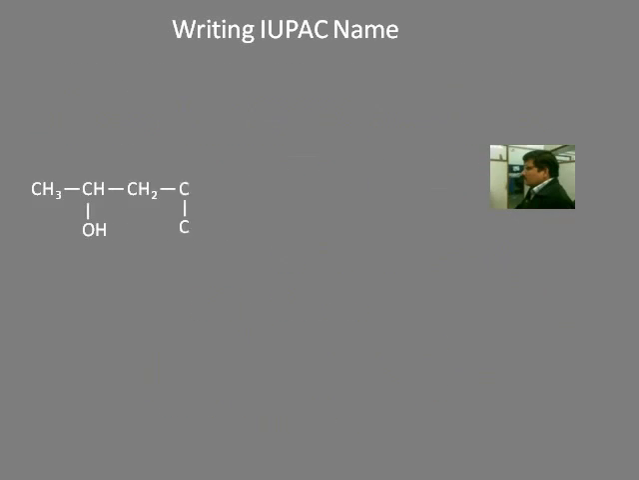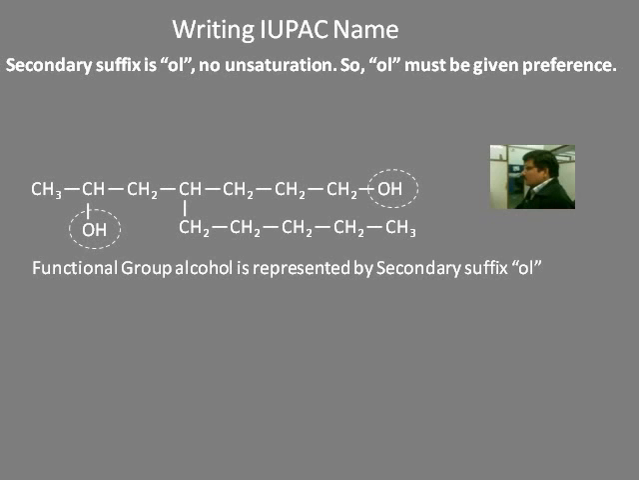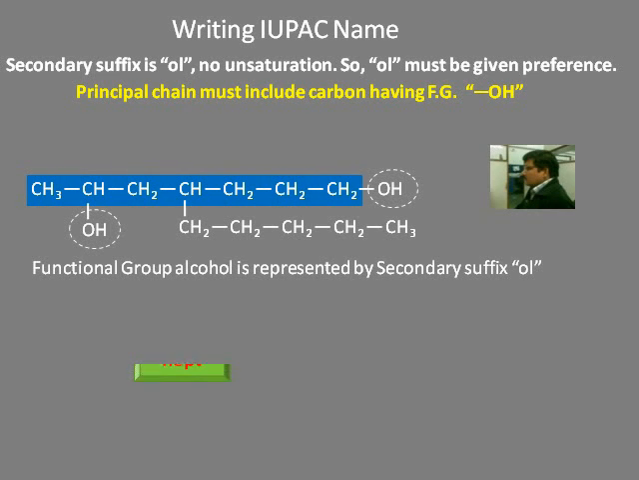See another molecule. These are the OH functional groups, which are represented by the secondary suffix ol. There is no unsaturation, and the functional group must be given preference. The principal chain must include the carbon having the functional group OH. This is the principal chain. There are 7 carbons in the principal chain. Word root will be hept.